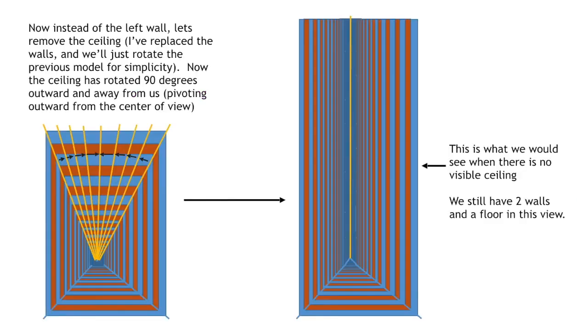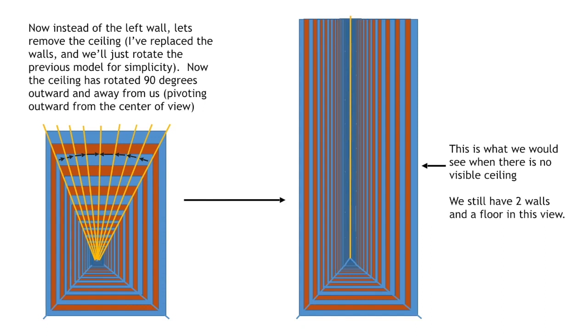So let's do this now. For instead of a left wall, let's remove the ceiling. So I've just rotated the view. I've replaced the walls, I've put the walls back in, and we'll just rotate the previous model to now we're rotating the ceiling outward and away from us. Now the ceiling is rotating 90 degrees outward, and it has pivoted away to become essentially a horizontal, or in this case a vertical line. So this is what we would see. There is no visible ceiling, but we still have two walls and a floor in this view.